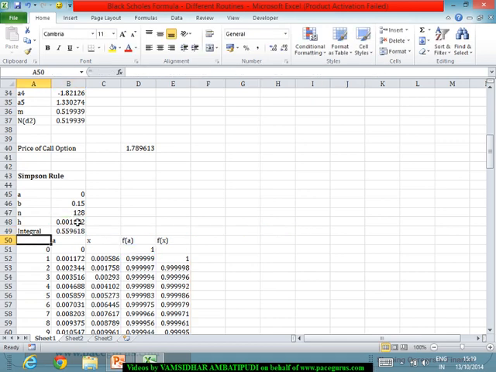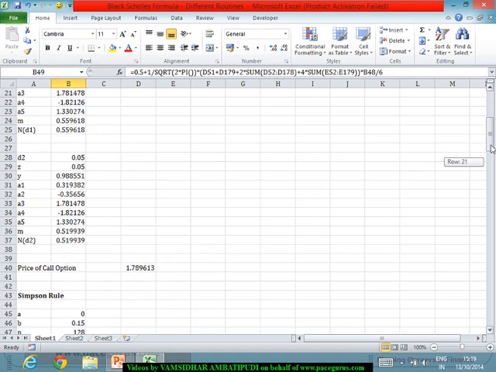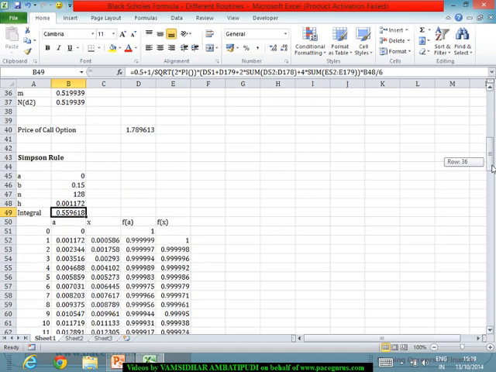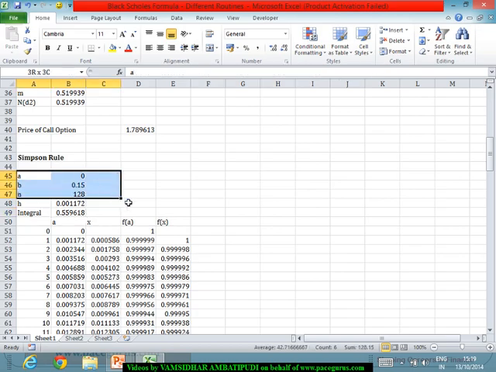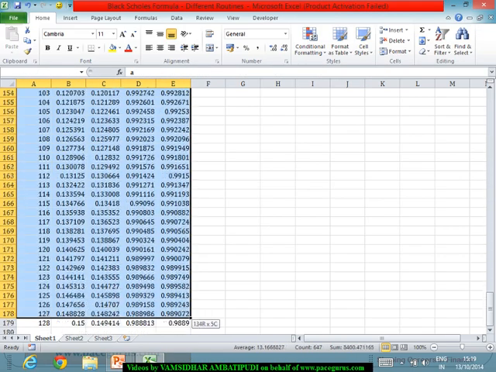So this gives me the integral again, 0.559618, coming out even through this Simpson's rule. So this is the number that is getting worked out through the Simpson's rule when I am going ahead with finding out N of d1. So this is my N of d1 as per the Simpson's rule.